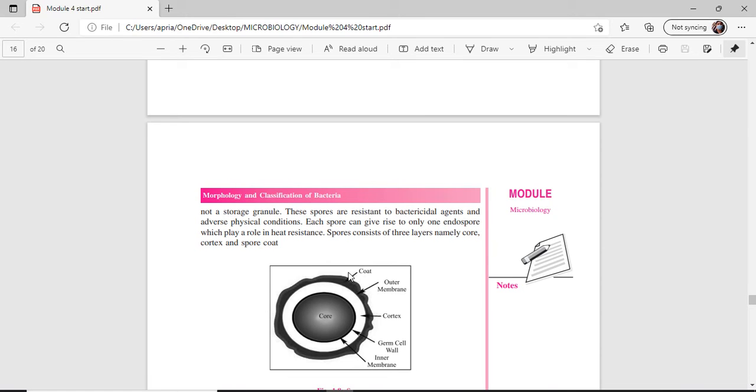Okay? Compared sa aton nga capsule, which is just another layer, okay, ang imong spore is much more resistant. Okay? May coat pa gid siya sa guwa. You have your spore coat. Then you have your cortex and your core or the bacteria itself.